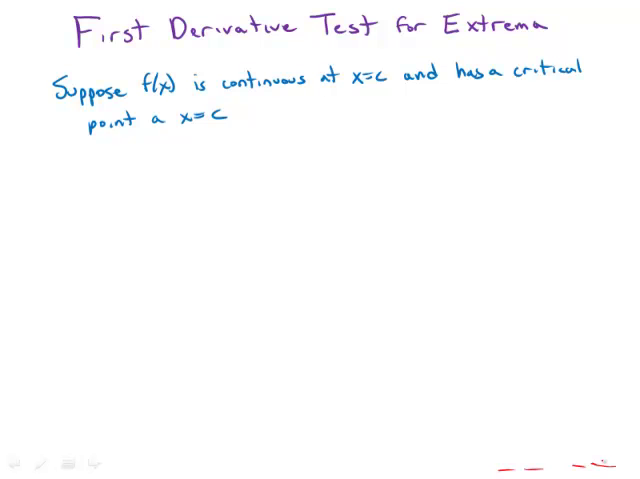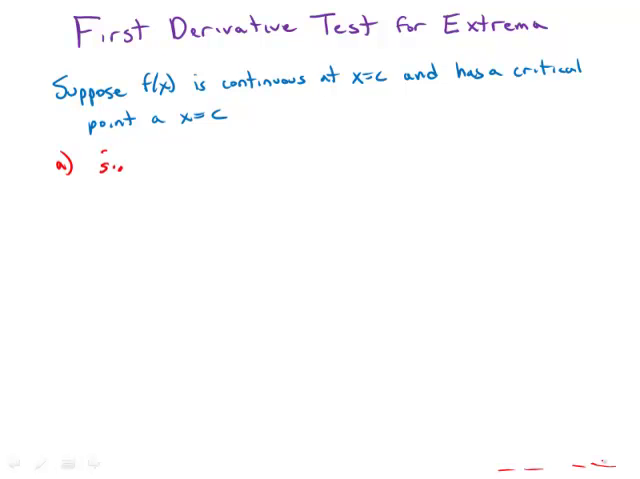So suppose we have a function f of x, it's continuous at x equals c and has a critical point there. And so this can mean either that the derivative is 0 there, or even though the function is continuous, that it's not differentiable there. Either one of those could result in a critical point. Well, one of three things is going to happen in the region of that.